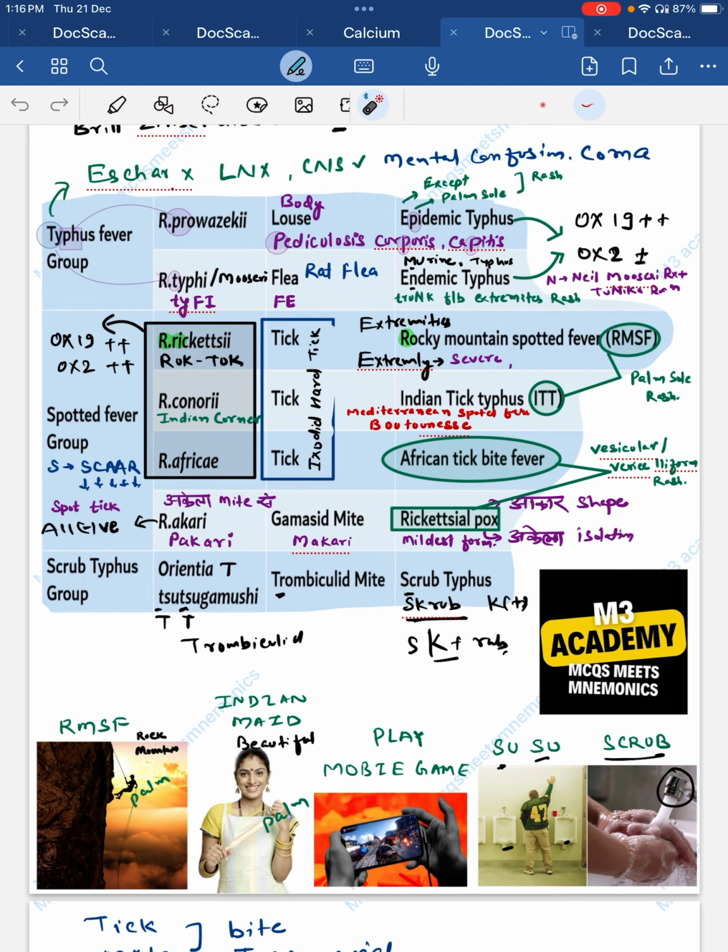Now next is Rickettsia akari. Akari means akela. Akela means alone in Hindi. So alone in the group of the spotted fever group, it is spread not by the tick but by the mite. The vector is the gamasid mite, and the disease is rickettsialpox. So if somebody is affected by rickettsialpox, the shape of his face is disfigured.